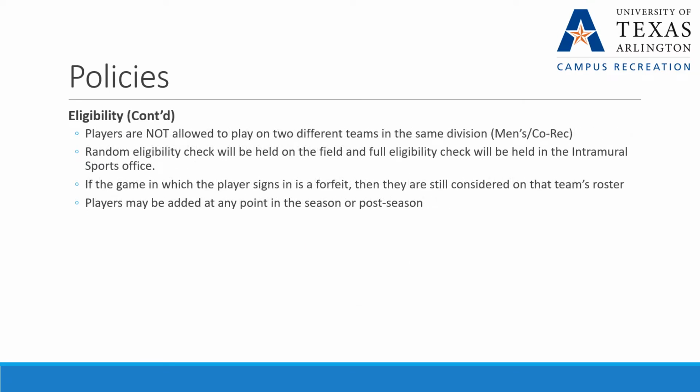Players are not allowed to play on two different teams in the same division. A random eligibility check is held on the field, and a full check is held in the intramural sports office. If the game in which a player signs in is a forfeit, they're still considered to have played in that game and to be on that team's roster. Players may be added at any point in the season or postseason, so should you have problems finding players on a given night, you can still add to your roster.